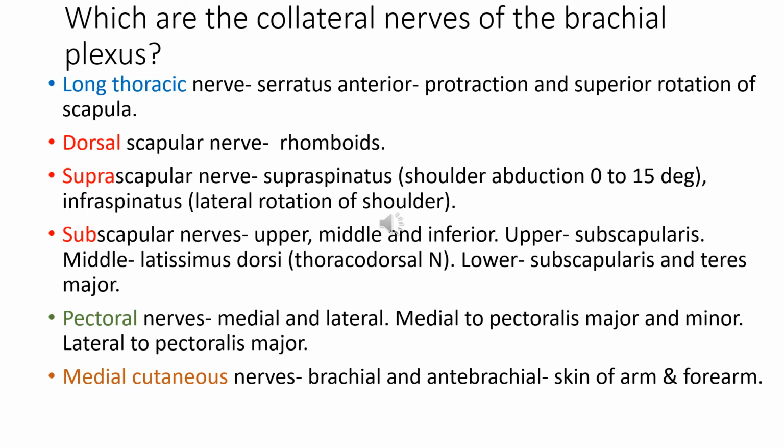Pectoral nerves are medial and lateral. Medial pectoral nerve goes to pectoralis major and pectoralis minor, while lateral pectoral nerve goes to pectoralis major alone. Medial cutaneous nerves are brachial and antebrachial, which go to the skin of the arm and the forearm.